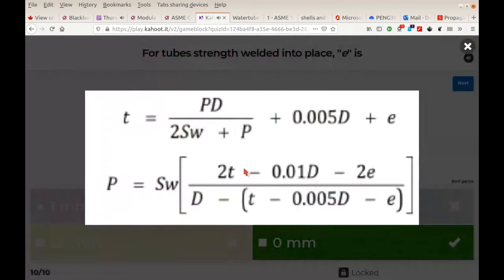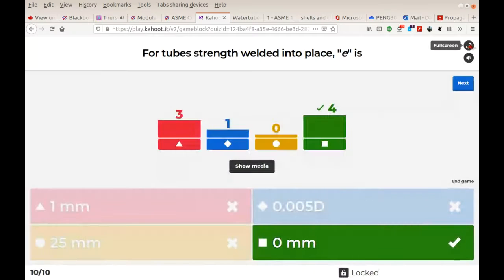That's correct, because recall that that little letter e there is about additional thickness required for tubes that are expanded into place. These tubes, according to the question here, they're strength welded. If they're strength welded, we don't need any additional thickness. In that case, e would be 0. Now, the interesting thing is e can only be 0 or 1. Okay, so based upon the diameter of the tube and the calculated thickness, make a decision. Do we have to add an additional millimeter, or do we not have to add the additional millimeter?